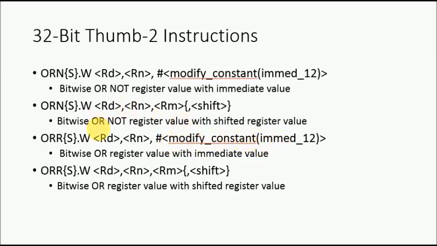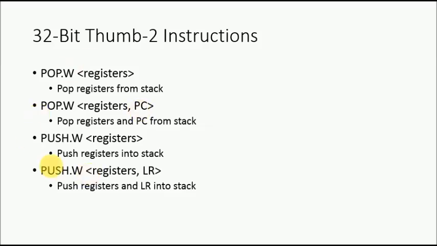Similarly here, Rm is shifted to the left, and then it is ORed with the content of Rn, and then the result will be stored in Rd. The next instructions are related to pop and push. Already we have seen these instructions in the Thumb instruction set, that is the 16-bit Thumb instruction set. Now here it is extended to 32-bit.